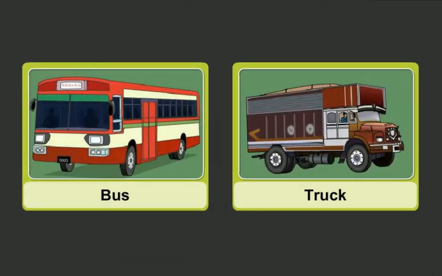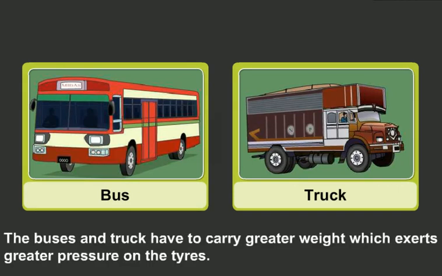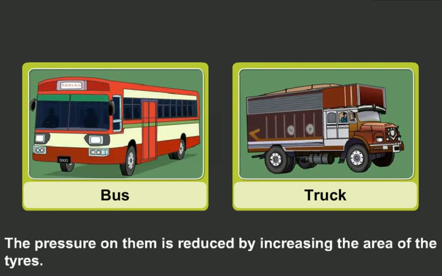Here is another example. We have seen that buses and trucks have broad and double-wheel tires. Students, the buses and trucks have to carry greater weight which exerts greater pressure on the tires. The pressure on them is reduced by increasing the area of the tires.